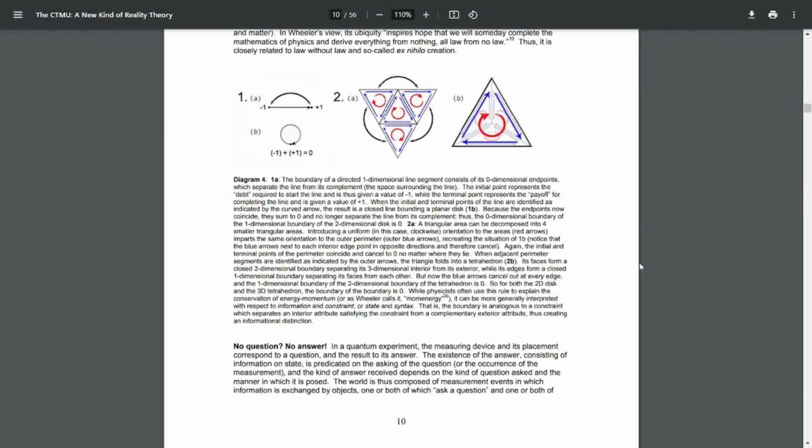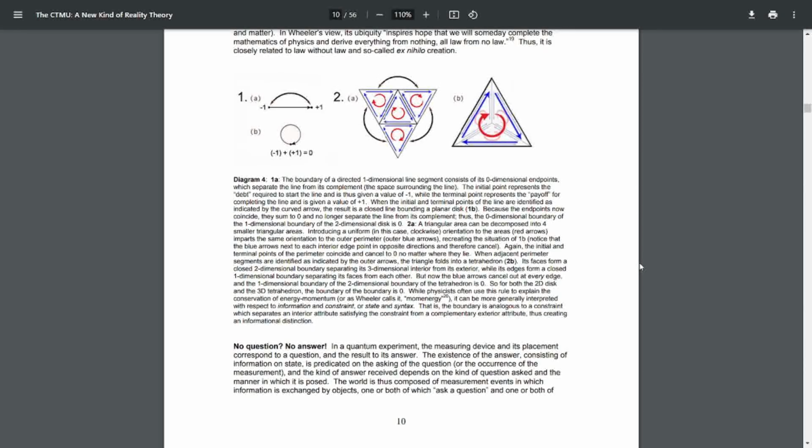The boundary of a directed one-dimensional line segment, 1A, consists of its zero-dimensional endpoints, which separate the line from its complement, the space surrounding the line. The initial point represents the debt required to start the line and is thus given a value of -1, while the terminal point represents the payoff for completing the line and is given a value of +1.